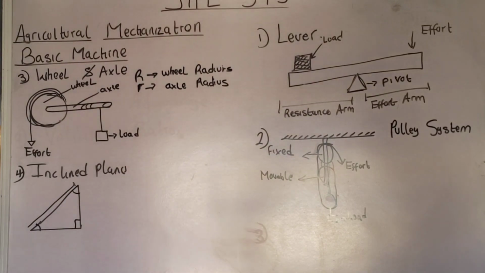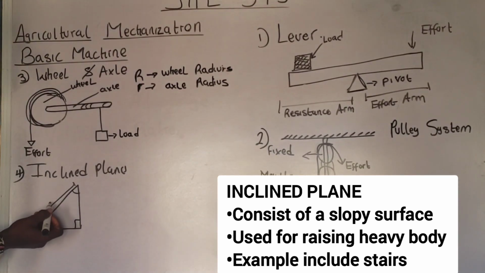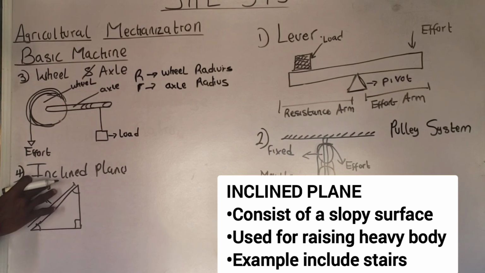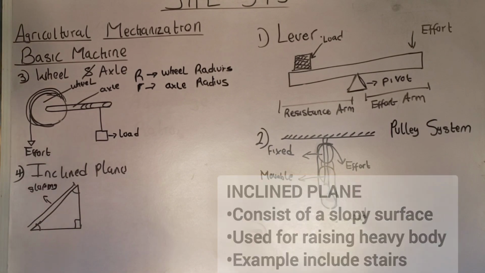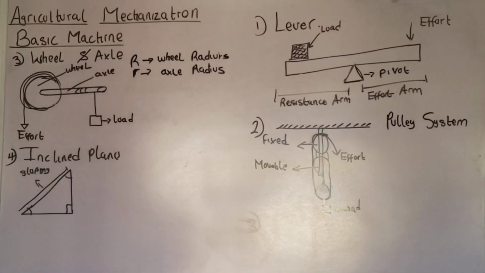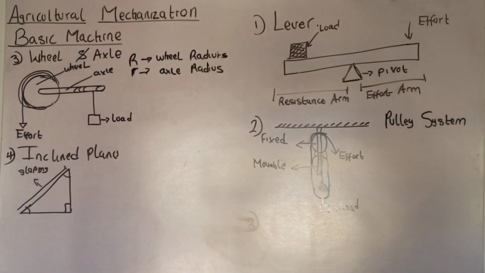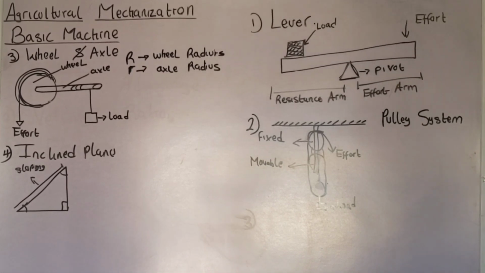Let's take down some explanation on the inclined plane. The inclined plane is a simple machine consisting of a sloping surface. This surface that you see here is sloped downward. It is used for raising heavy bodies. Examples include ramps, stairs, slides, and escalators. If you have ever tried climbing stairs, you will see that the stairs slope. It just looks like an inclined plane.